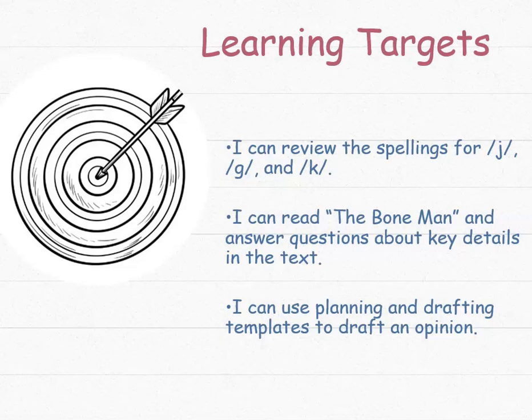Let's review our learning targets. I can review the spellings for J, G, and K. I can read The Bone Man and answer questions about key details in the text. We've done both of those. Let's check those off. I can use planning and drafting templates to draft an opinion. Today, we're going to work on writing an opinion piece. Go ahead and turn to activity page 17.2.